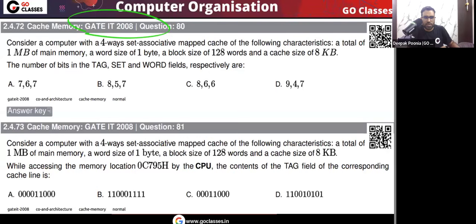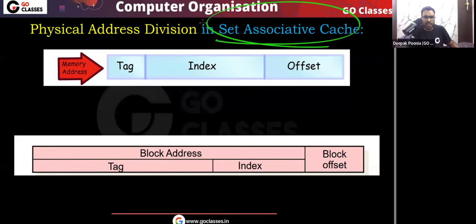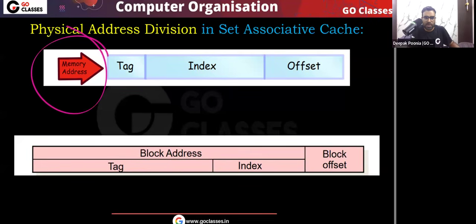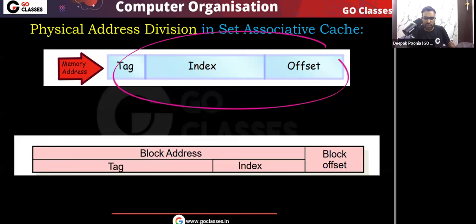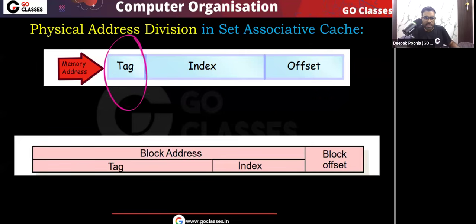So in this GATE 2008 question, you can see in these two questions, question 80 and 81, we are using the set associative cache memory. Let me tell you, in the set associative cache memory, we can divide the physical address, the main memory address, into three fields. There is tag field, index, and offset.